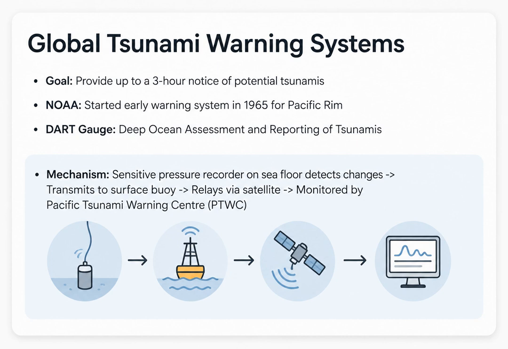They use DART gauges, which stands for Deep Ocean Assessment and Reporting of Tsunamis. These feature highly sensitive pressure recorders on the seafloor. When a tsunami passes, the pressure change is detected, sent to a surface buoy, relayed to a satellite, and analyzed by the Pacific Tsunami Warning Center in Hawaii to issue immediate alerts.